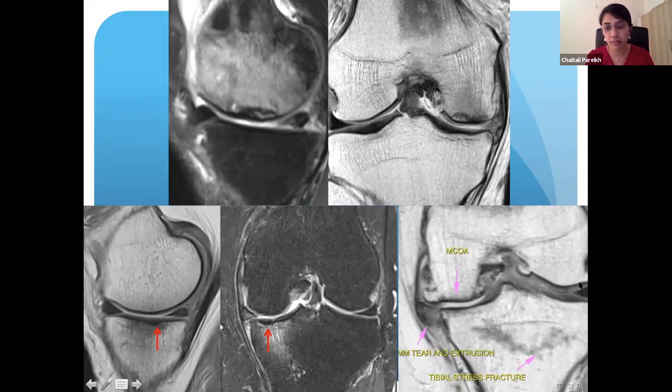And the third is this patient, where you can see this is more like a proximal tibial stress fracture. So it is not in the subchondral region. Yes, there is a high grade osteoarthrosis. The lateral compartment is good. You cannot appreciate any medial compartment cartilage. There is extrusion of the meniscus. But again, this fracture is not in the subchondral region. It is more like a proximal medial tibial stress fracture.